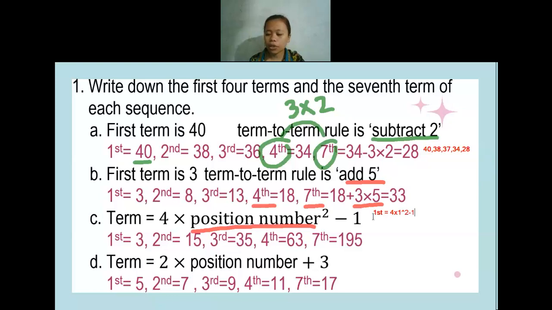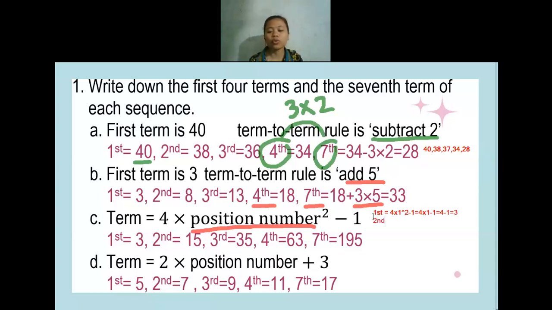And then we have multiplication and also have power, have subtraction. Remember the BODMAS, we have to finish the power first. So we simplify the 1 to the power of 2. So we will have 4 times 1 minus 1 because 1 to the power of 2 is 1. Now we have multiplication and subtraction. We have to finish the multiplication first. 4 times 1 is 4. 4 minus 1 is 3. That's why the first term will be equals to 3.